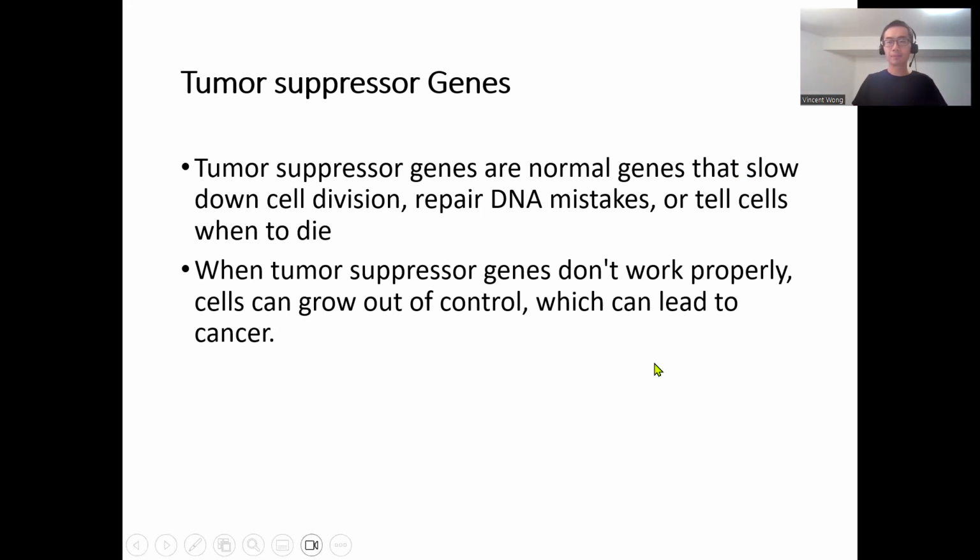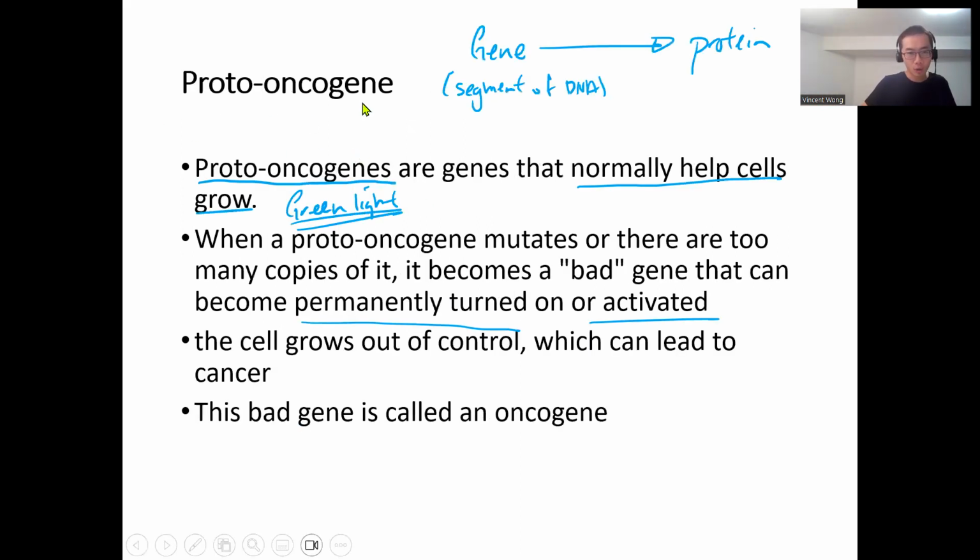Now, there is no different name for a tumor suppressor gene when it becomes bad. We just call it a mutated tumor suppressor gene. Whereas the proto-oncogene, when it becomes bad, we call it an oncogene.